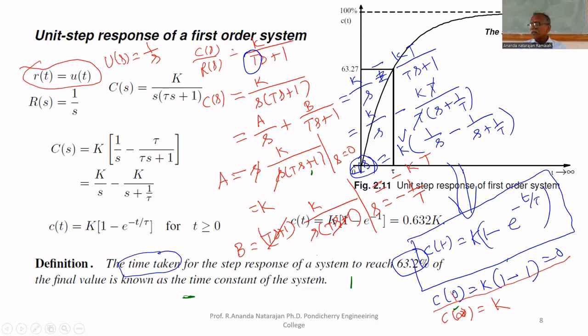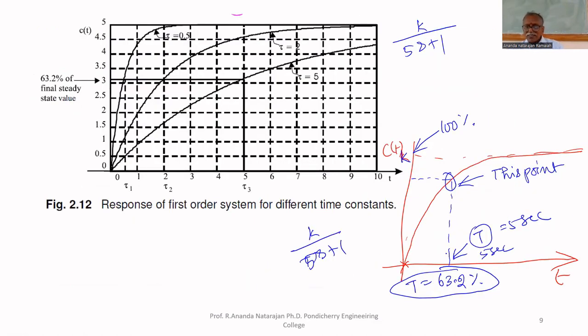Time constant of the system: the time taken for the step response of the system to reach 63.2% of its final value. For this system, it is 5 seconds.